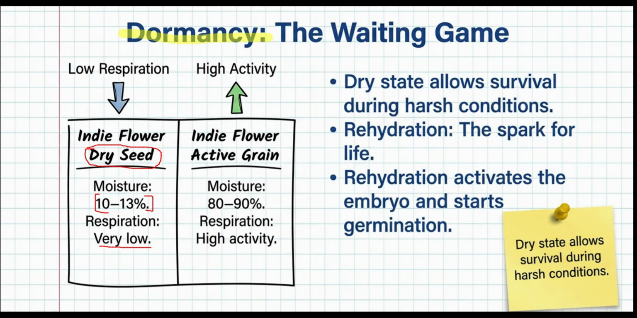Dormancy is therefore a survival mechanism. It ensures that germination does not occur until environmental conditions become favorable for seedling establishment. When the seed receives adequate water, oxygen, and a suitable temperature, dormancy is broken and germination begins.